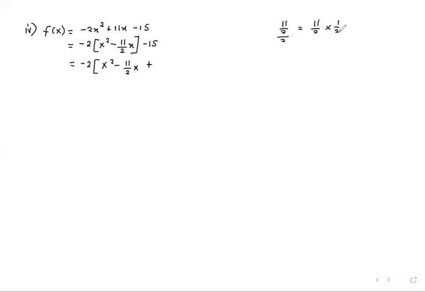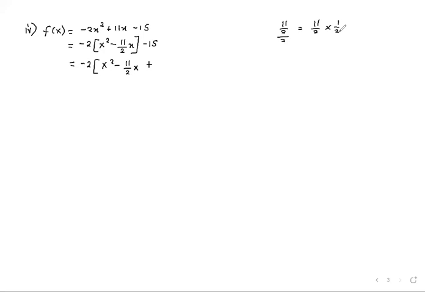Sir, this 15, negative 15 is not part of the factorizing. It's not, then get factorized. We leave it alone because even if you factorize, when you multiply back by negative 2, it will be as if you have not done anything to negative 15. Oh, okay.